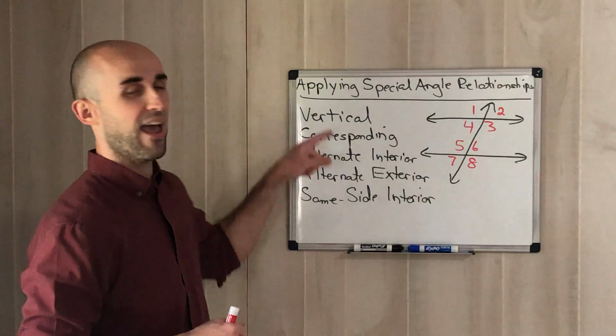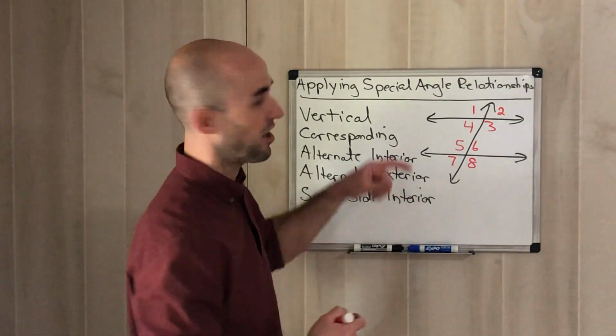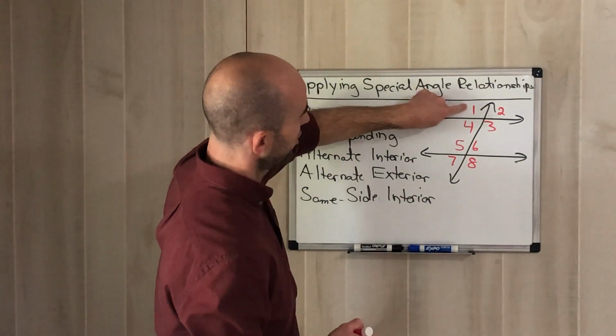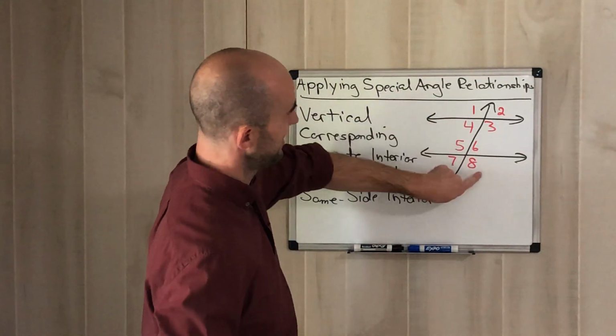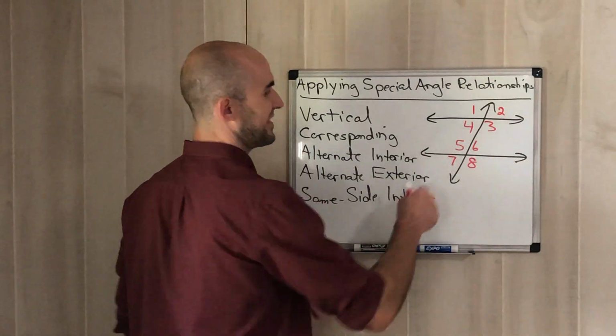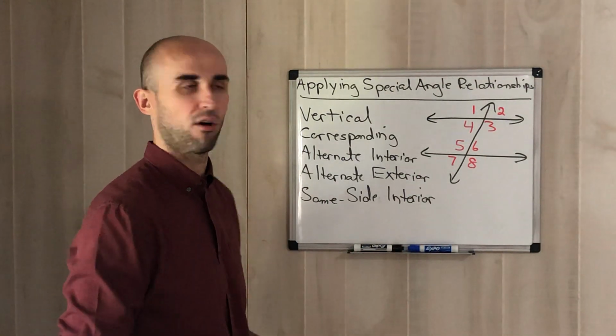Whenever we had vertical angles, they were always opposite of each other, right? So we know that 1 was vertical to 3, we know 2 was vertical to 4, we know 5 was vertical to 8, we know 6 was vertical to 7, right? Vertical angles always across from each other.